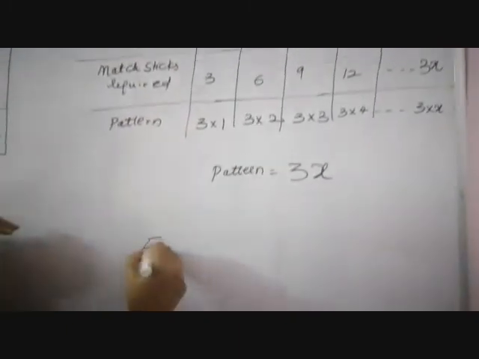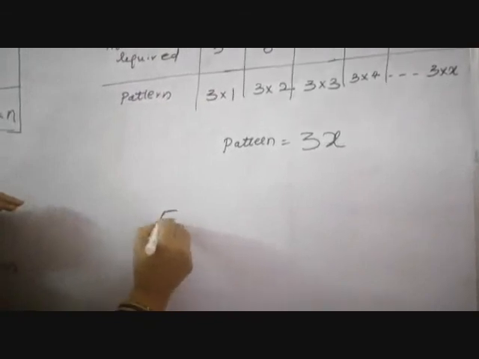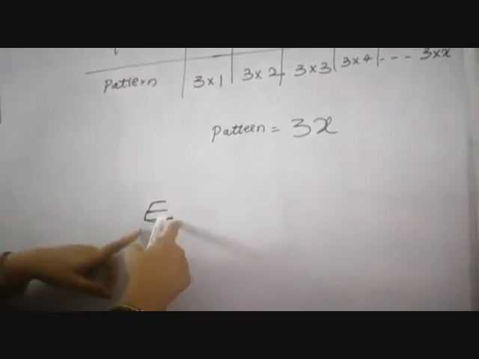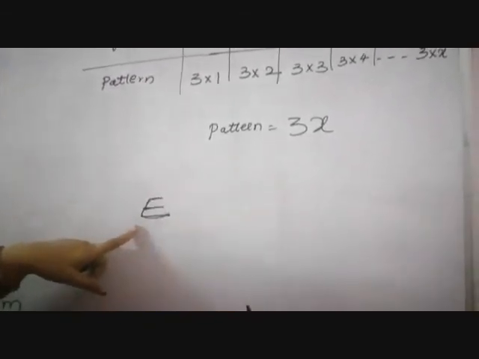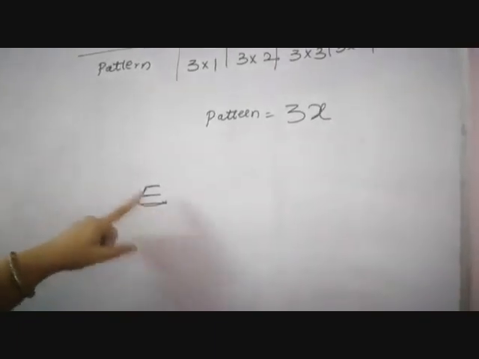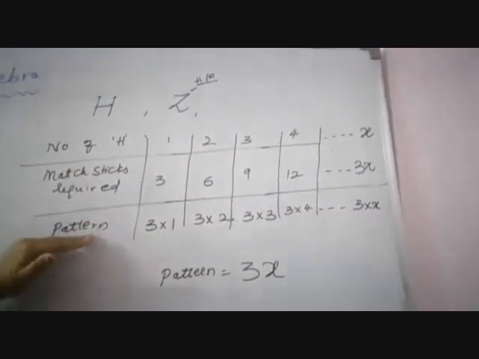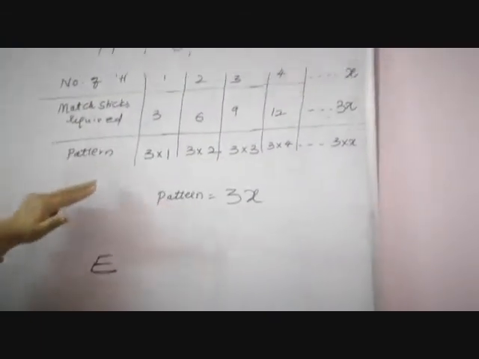For making E, count it: 1, 2, 3, 4. So definitely the pattern becomes 4P, 4Q, 4R. So by seeing the alphabet only you can say the pattern. But while doing the solution you have to use this method, so that you will get the marks.